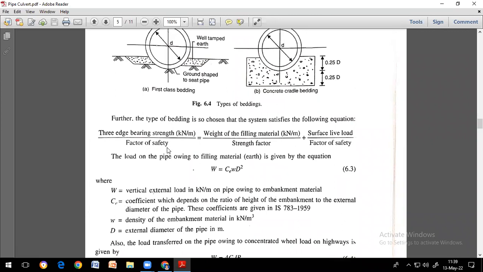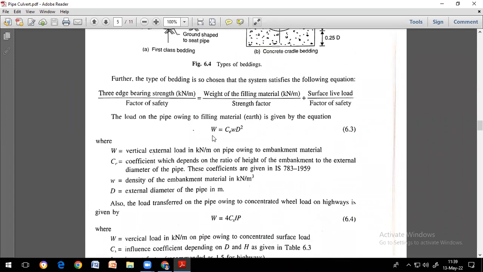So what is the factor of safety? Here we are considering the factor of safety as 1.5. Right. Now how to calculate the weight of the filling material and the surface live load? There are 2 empirical formulas. One is C E W d square, where C is the coefficient, W is the density of soil, and d is the external diameter of the pipe. Based on this, you calculate the weight of the filling material, right? Clear, guys? And the next one is the surface live load.